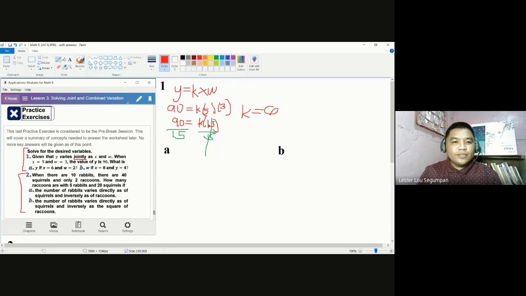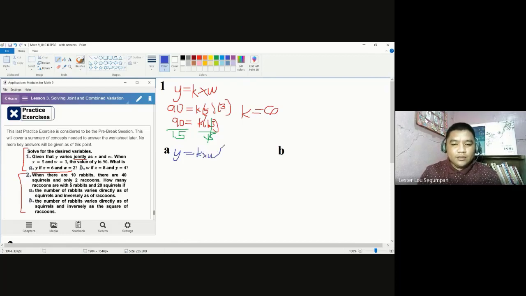We are going to use the same value of the constant of proportionality for letter A and letter B because they are just under the same situation. It's just that the unknowns needed to solve for A and B are different. So for letter A, we are going to solve for Y if X is 6 and W is 2. So we are going to solve Y is equal to KXW.